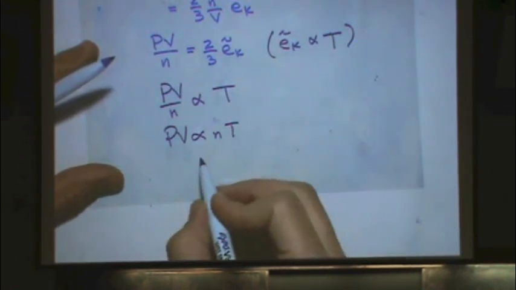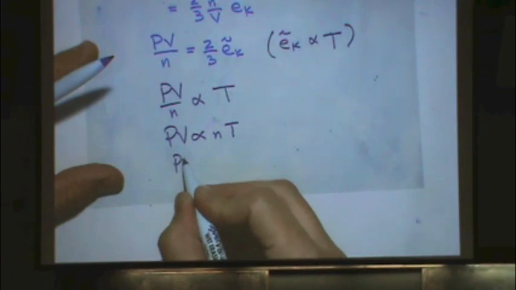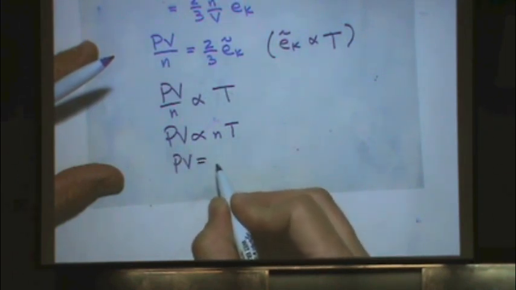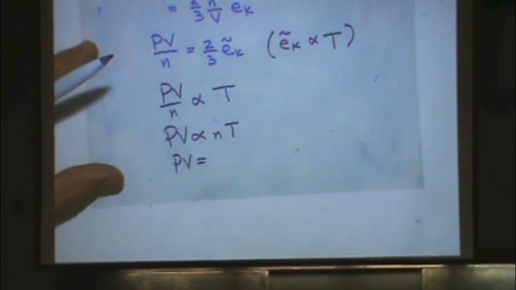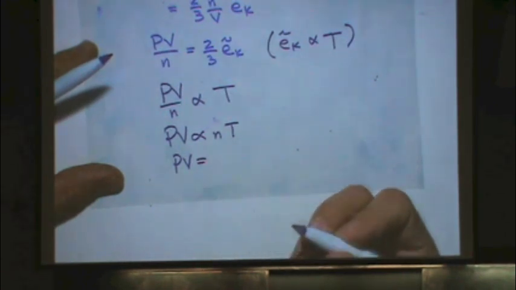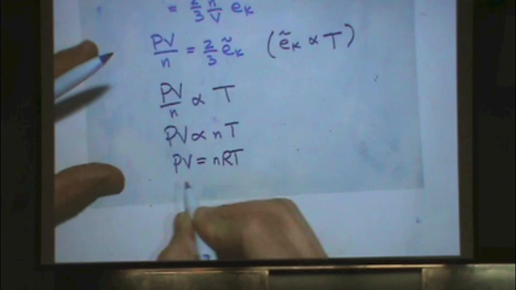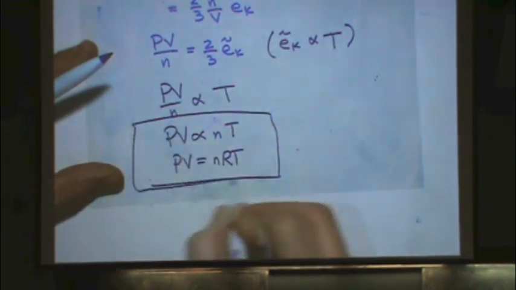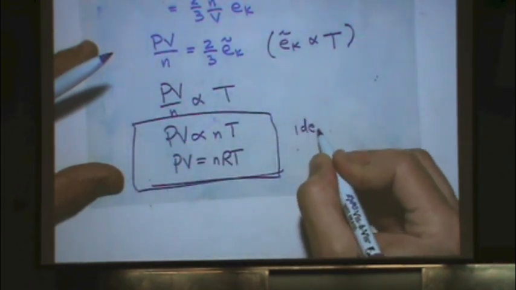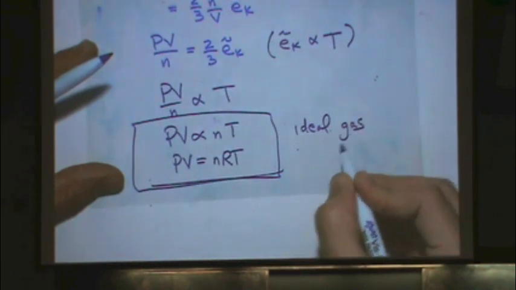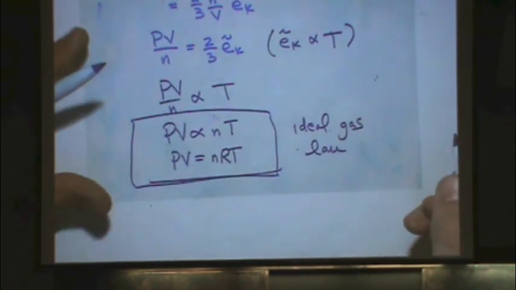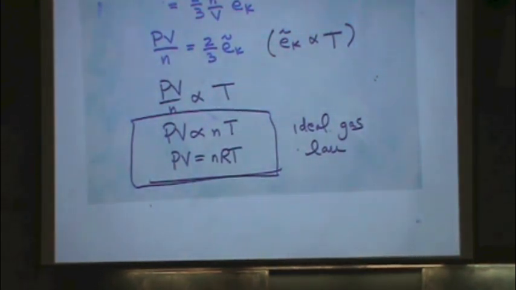And now let me toss in a proportionality constant. PV, let's call that proportionality constant randomly the capital letter R, and let's randomly put it between N and T. What is this? This is the ideal gas law. You've seen it before in high school chemistry. It actually can be derived. Okay? You can come at it experimentally, but you can also derive this ideal gas law.